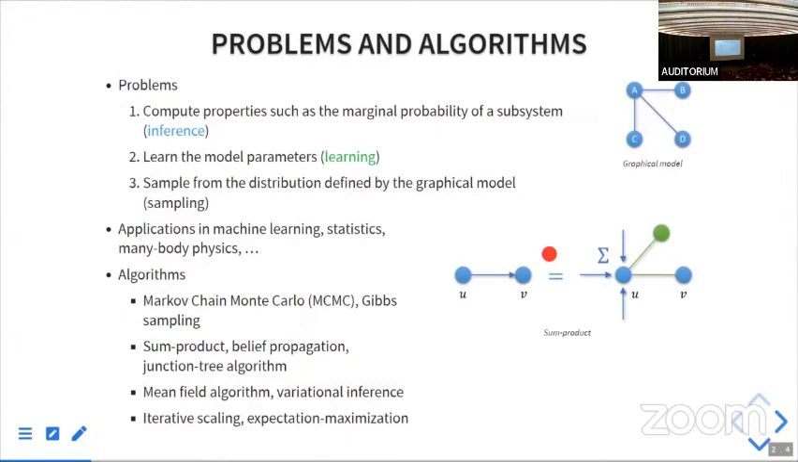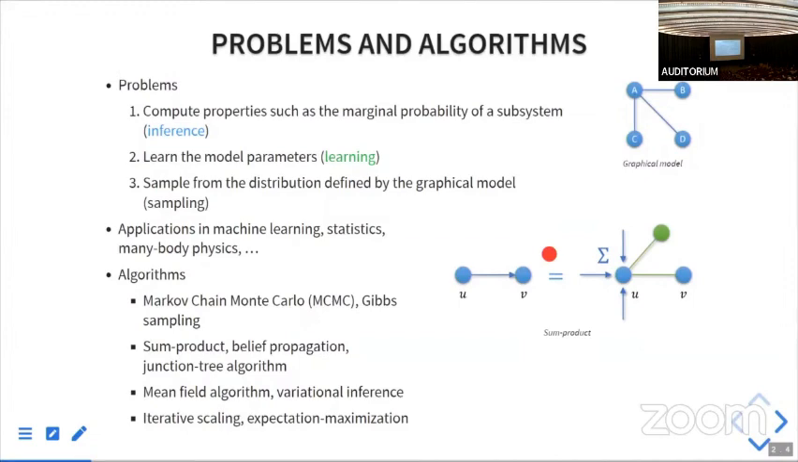There are a lot of algorithms. If you look at the textbooks on this well-specialized area, there are many interesting algorithms. Maybe you have heard some of them: Markov chain Monte Carlo, Gibbs sampling, sum-product, belief propagation, junction tree algorithm, mean field algorithm, variational inference, iterative scaling, EM algorithm. So we will maybe talk about some of them in this talk.